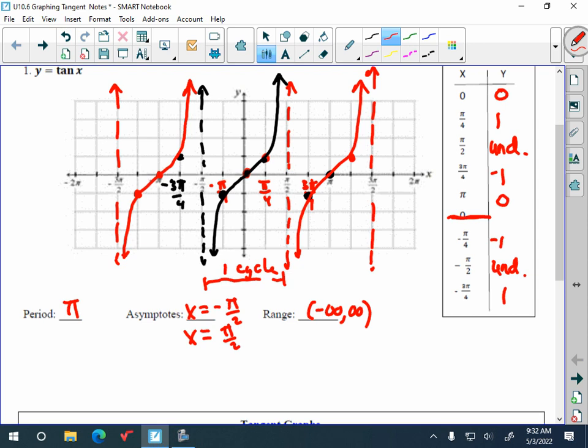Rarely do they ask you for the domain on tangent graphs, and that's just because the domain has all these asymptotes, and so it's not negative infinity to positive infinity because of these asymptotes. And so you have to say, well, it's negative infinity to positive infinity, but it can't be where all the asymptotes are located. Right, so that's why they usually don't ask for that.